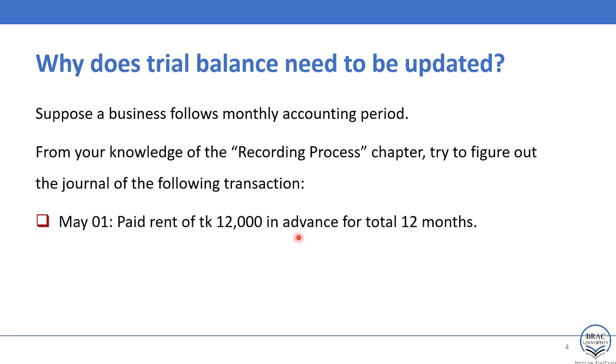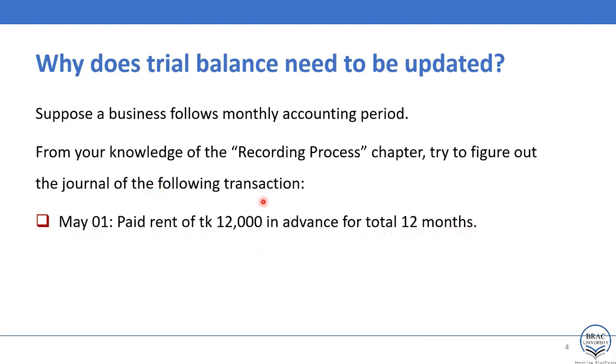This is the example. Suppose a business follows a monthly accounting period. That means after every month they prepare their financial statements. So, from your knowledge of the recording process chapter, where you learned about a journal for the first time, you can figure out this transaction. What will be the journal of this transaction? On May 1, somebody has paid rent. Suppose you have paid rent of Taka 12,000 in advance for a total of 12 months.